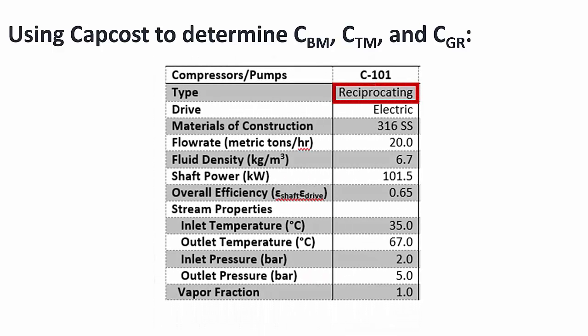We will also price a compressor that is a reciprocating compressor, stainless steel. It has an actual power, which is the shaft power, of 101.5. This is not the theoretical power from Aspen or ChemCAD. This is the actual power accounting for efficiency.